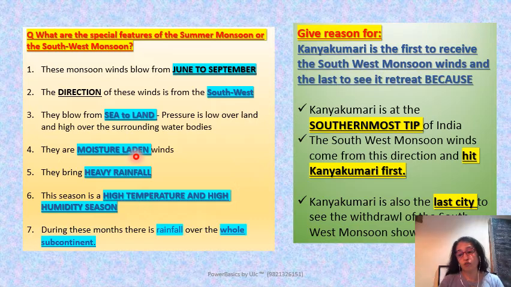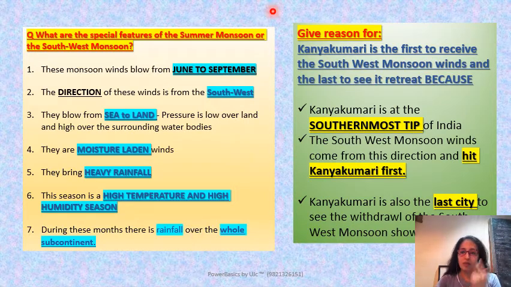Give two special features of the southwest monsoon winds. First thing you should say is that they blow from June to September. One, the direction they come from is the southwest. It's in the name. They blow from where to where? From sea to land. Pressure over land is low. Pressure over seas is high. How do they bring rain? They are moisture-laden winds. They bring heavy rainfall. This season has high temperature and high humidity. Temperature has to be high for the air above the land to rise and create low pressure. During these months, there is rainfall over the whole subcontinent. Subcontinent is India. It's called the subcontinent.